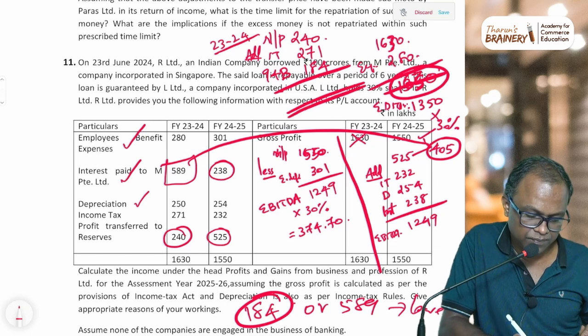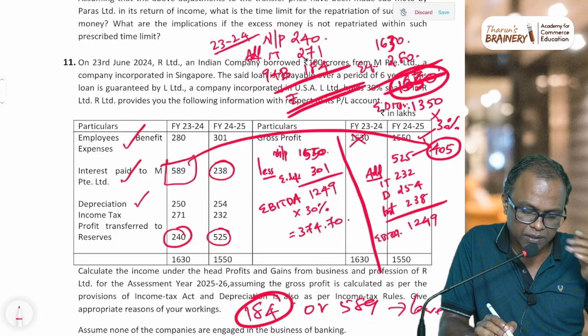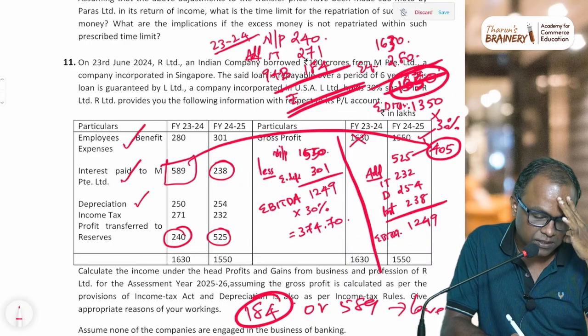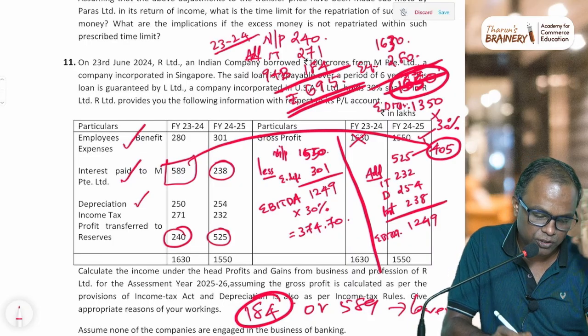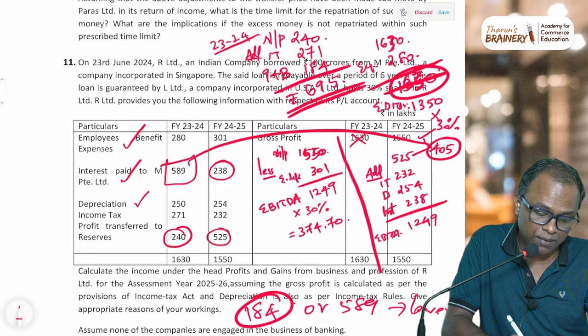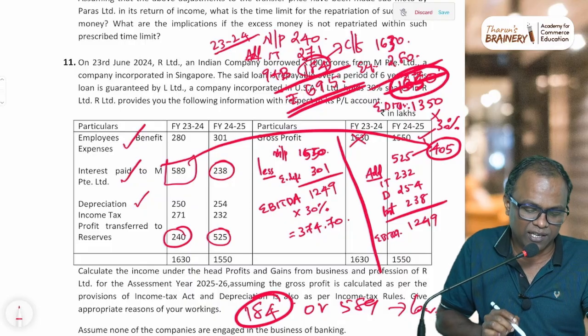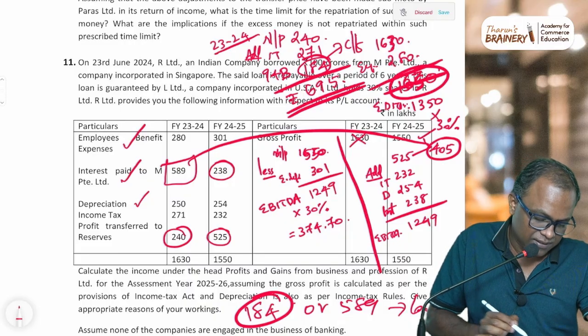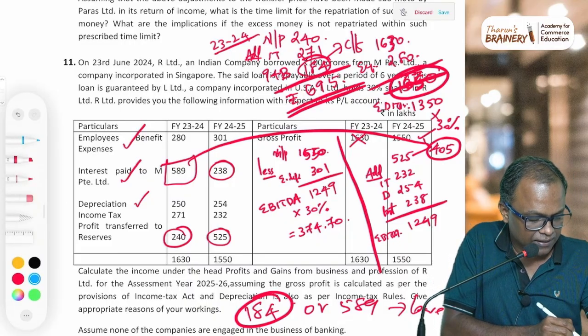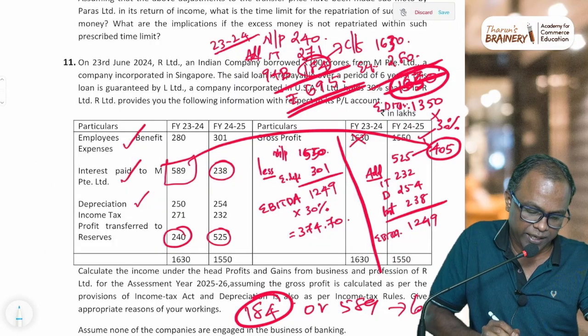PGBP income for 23-24 is 695. And now remember one important point. This 184, even though added back, can be carried forward to next year. So this 184 will be carried forward to the current year. So in the current year, the EBITDA amount is 1249.